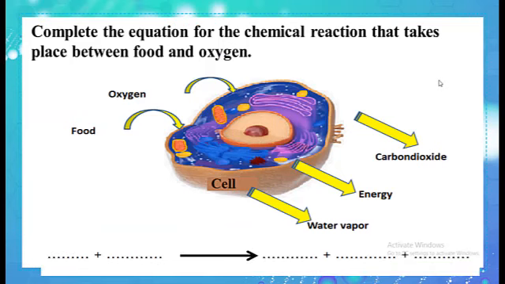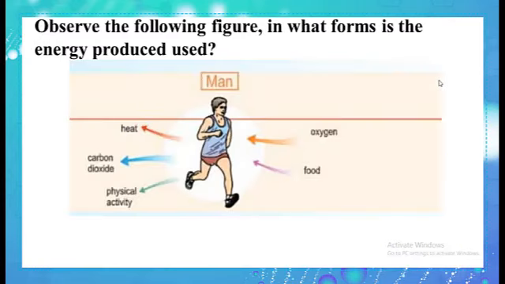Now, complete the equation for the chemical reaction that takes place between food and oxygen. Always in chemistry, the equation starts with the reactants that react with each other to produce the products. As we said here, the reactants are oxygen and food. They produce water vapor, carbon dioxide, and energy.